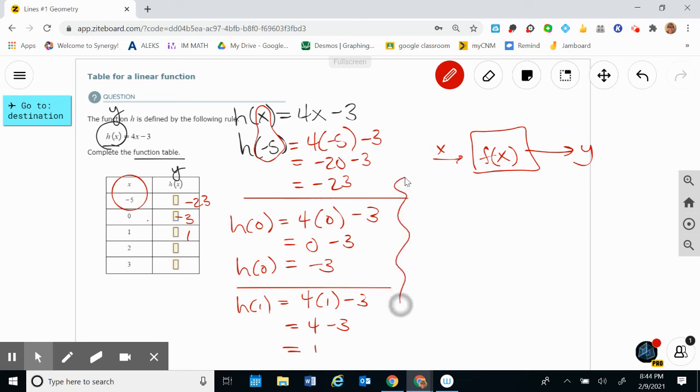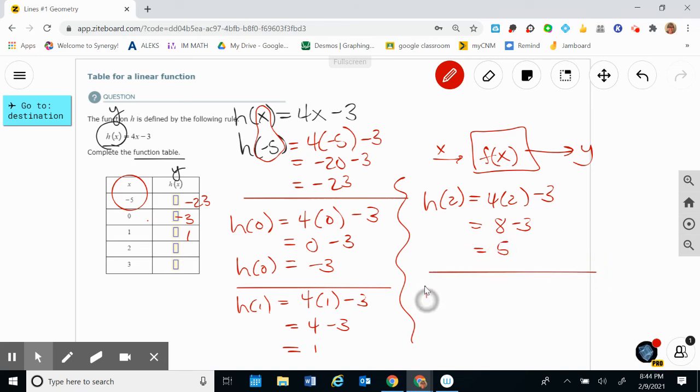Okay, if you want, you can pause and try 2 and 3. And then I'll do them. 4 times 2 minus 3, 8 minus 3, 5. H of 3: 4 times 3 minus 3, 12 minus 3, 9. Okay, and that's all you have to do. I'm not doing many examples because I kind of think you guys should know this one. And if you don't, I hope this helped.